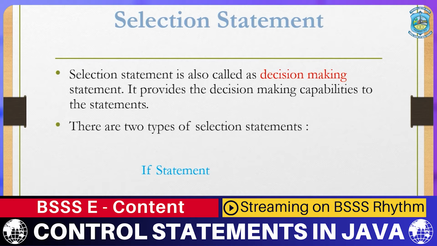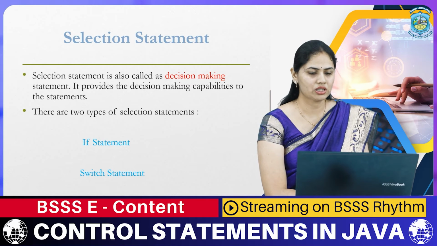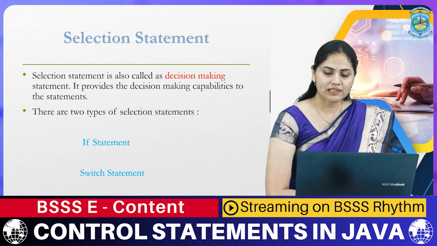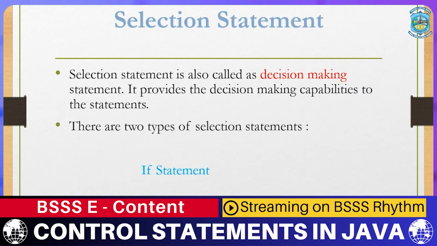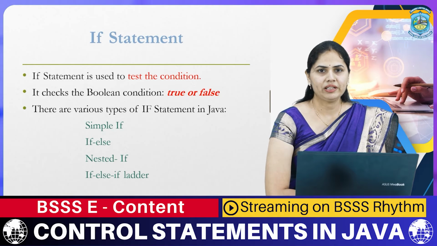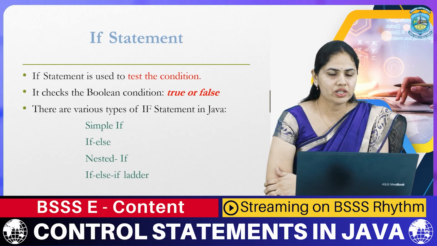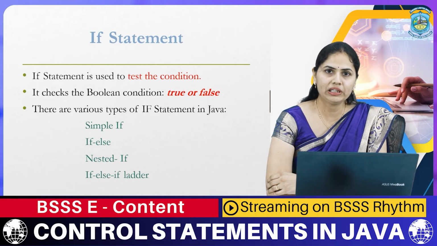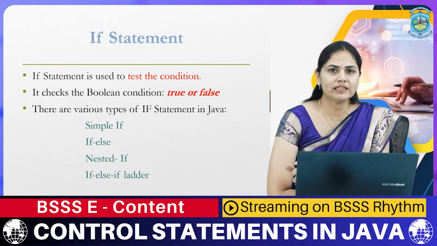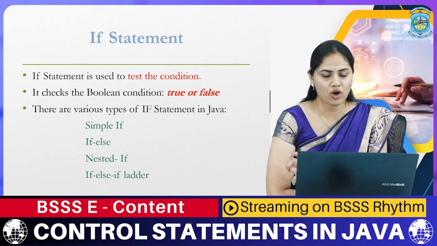Selection statement is also called a decision making statement. Here the decision is based on the condition. It provides decision making capabilities to the statements. There are two types of selection statements, if statements and switch statement. The if statement is used to test the condition. It simply checks the Boolean condition, which means its value should be either true or false.